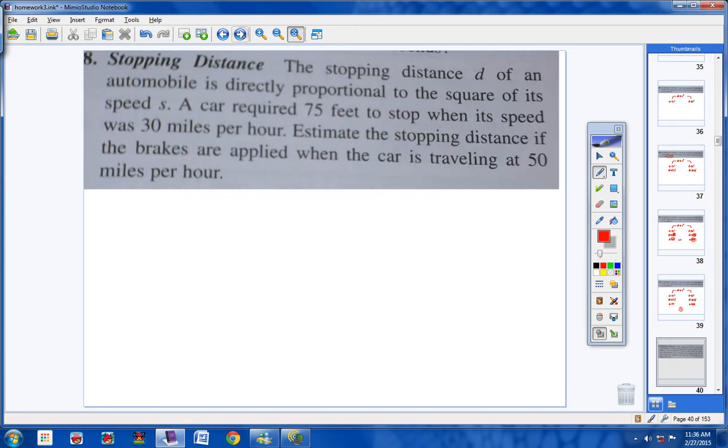Alright, moving on to number 68. The stopping distance d of an automobile is directly proportional to the square of its speed. So let's stop right there. Distance d directly proportional to the square of s. Okay, so that's the first thing I write down.